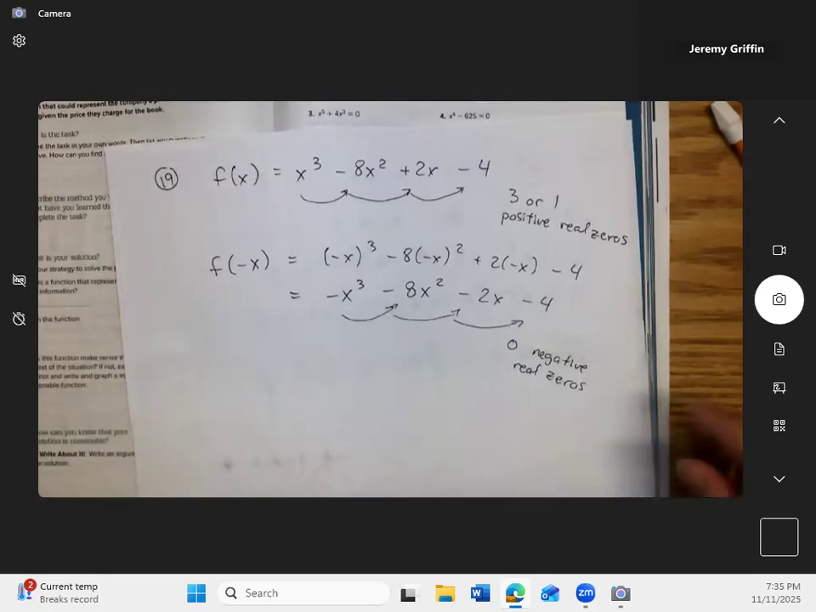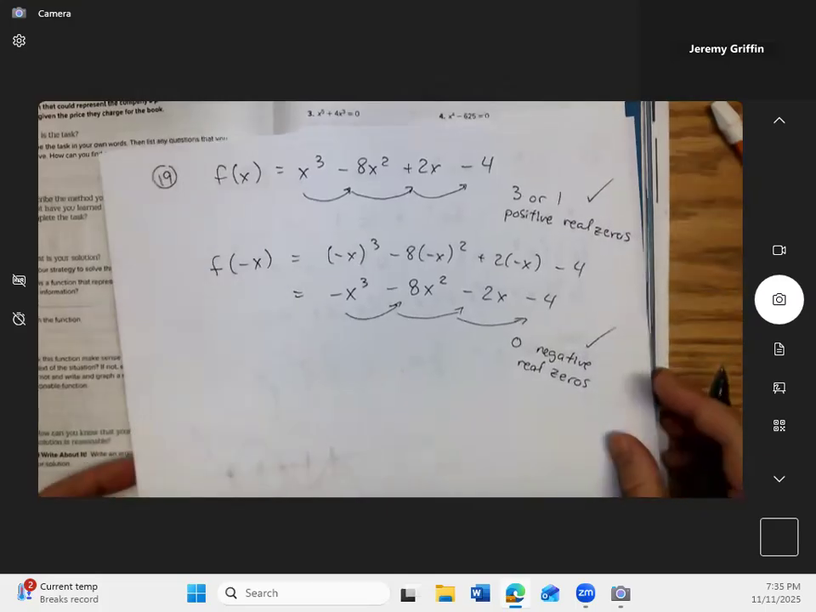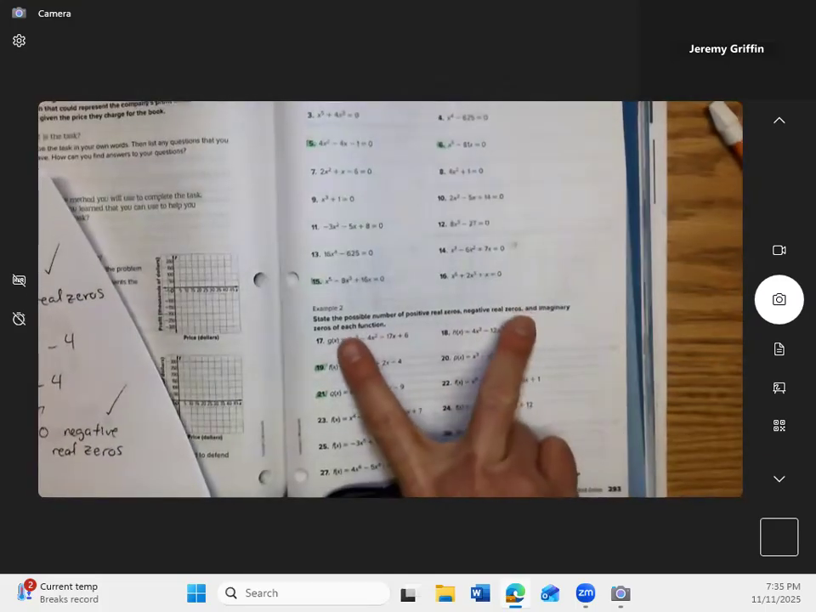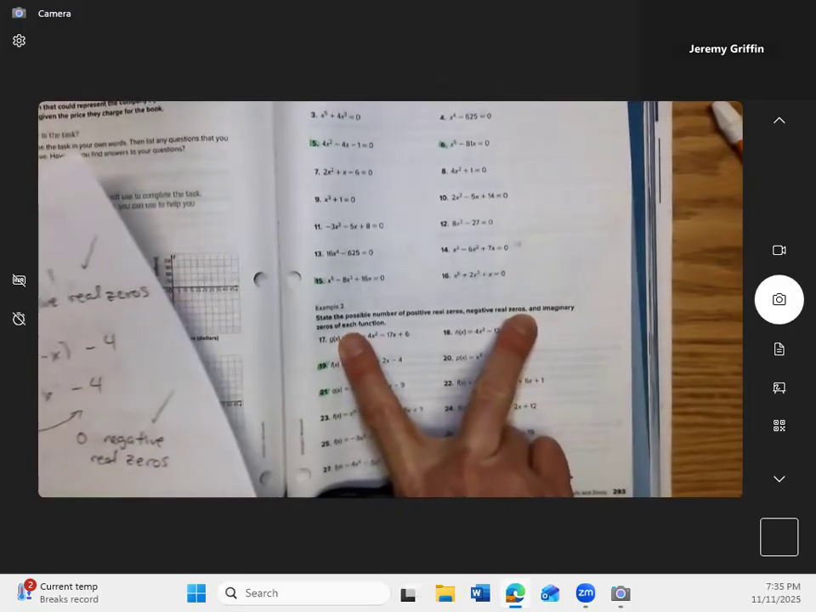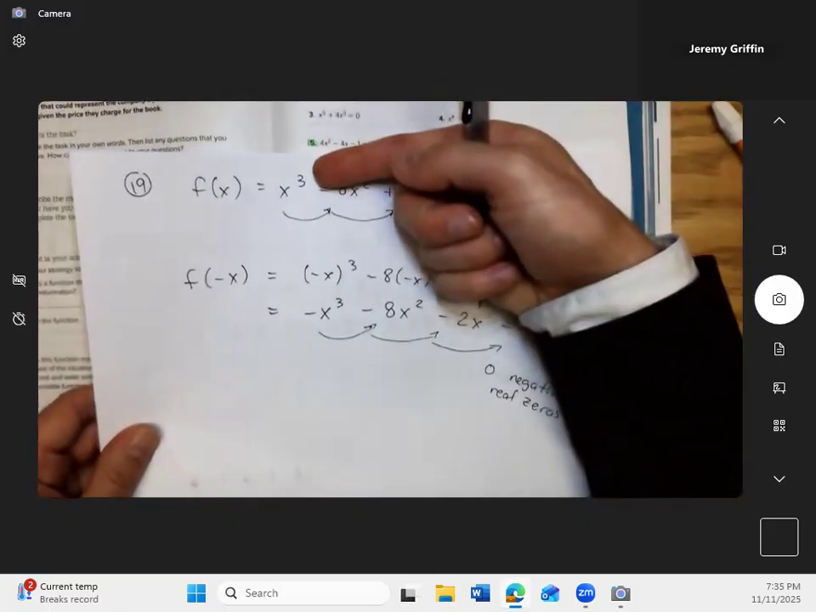So I'm looking at the teacher's edition off screen. They got this, yes, check. They got this, yes, check. But there's one more detail in the premise. It says how many imaginary zeros are there? Well, the degree is three.